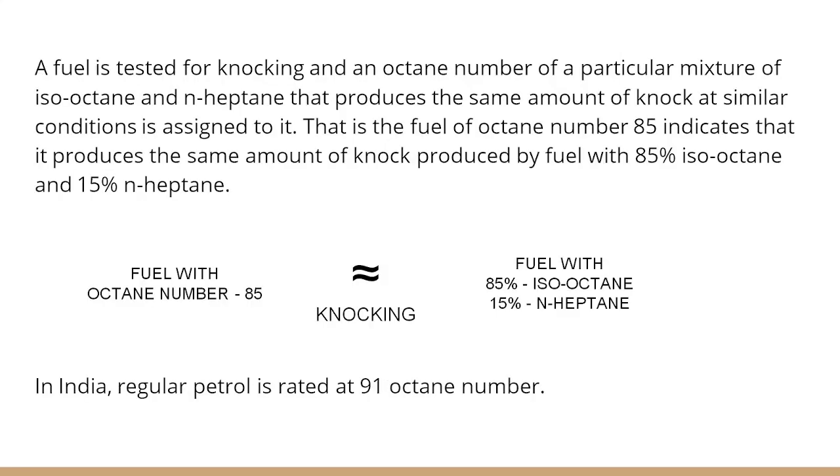A fuel is tested for knocking, and the octane number of the particular mixture of iso-octane and n-heptane that produces the same amount of knock at similar conditions is assigned to it. That is, a fuel of octane number 85 produces the same amount of knock as a fuel with 85% iso-octane and 15% n-heptane. In India, regular petrol is rated at 91 octane number.